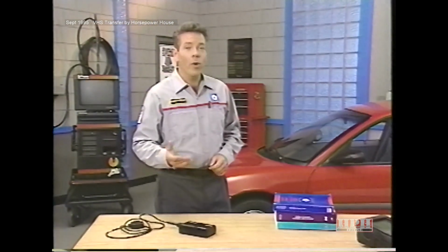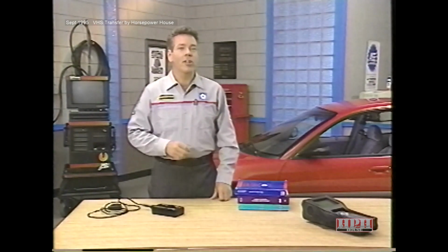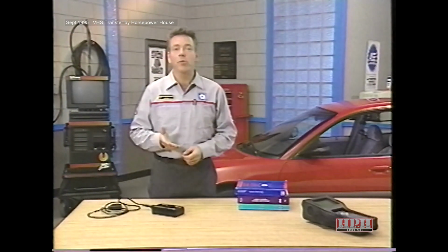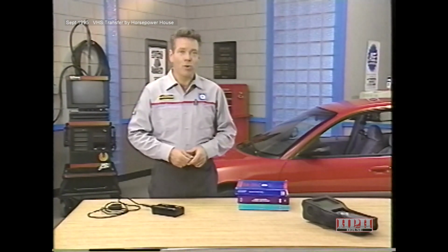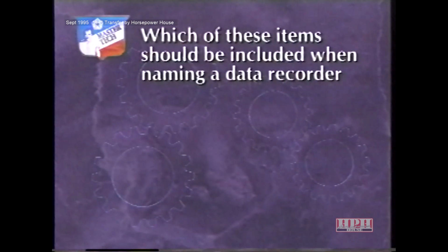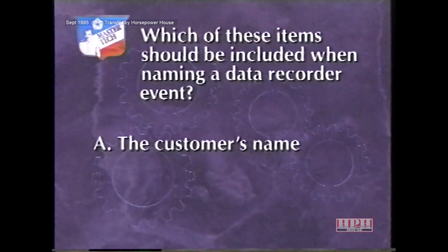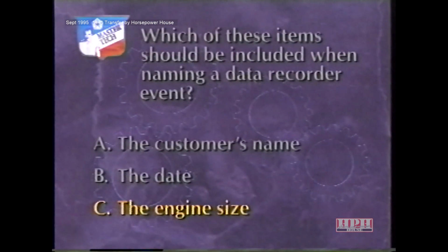Now we're confident that if the symptom returns to the vehicle, we'll have accurate data to help us diagnose the problem. In the meantime, let's take a look at our test recording and examine how to interpret the data that is captured. Before we do that, here's a review question to try. Which of these items should be included when naming a data recorder event? A, the customer's name. B, the date. Or C, the engine size. The correct answer is C. You should include the engine size in the event name.